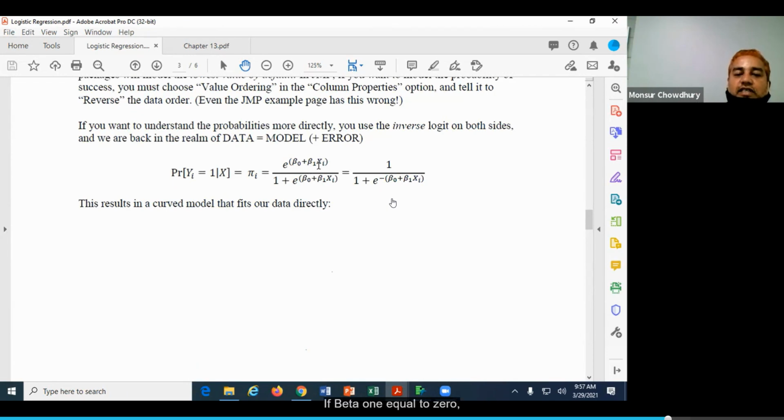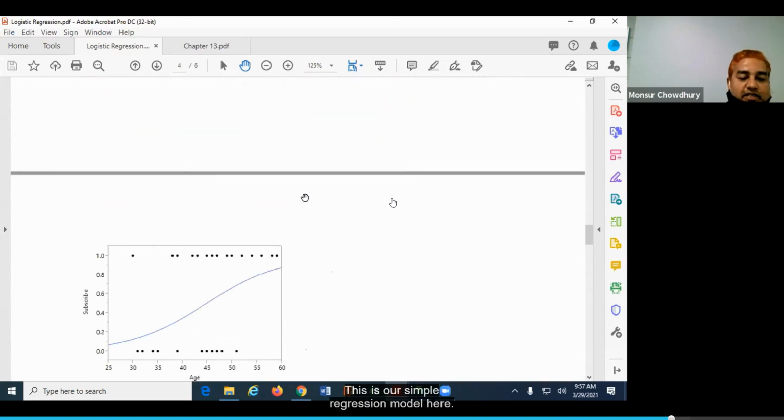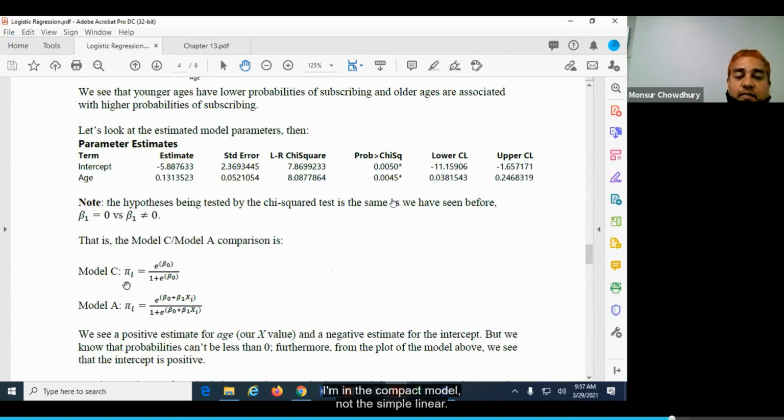If beta 1 equals 0, that means this part will be 0, so it will be just e to the power beta 0 divided by 1 plus e to the power beta 0. This is our simple regression model here. I mean the compact model, not the simple linear. So this is a compact model.